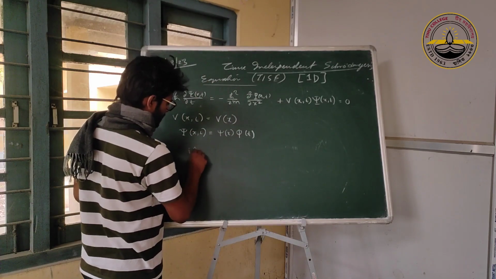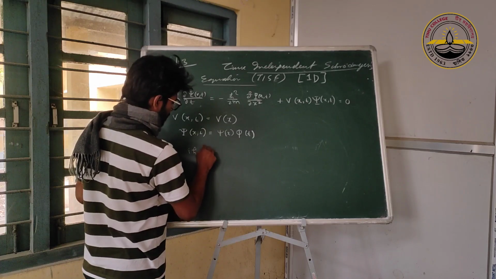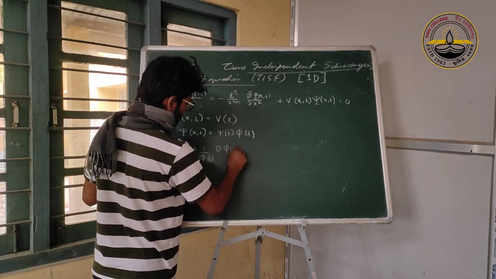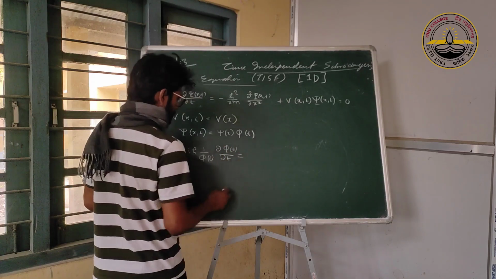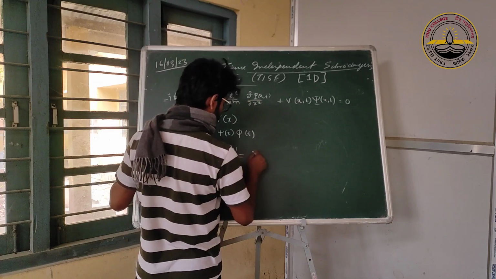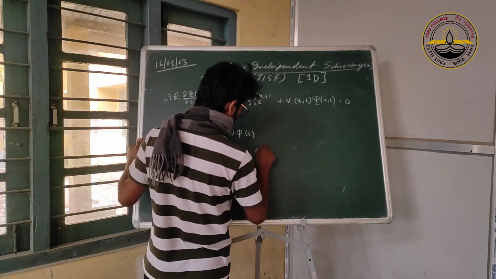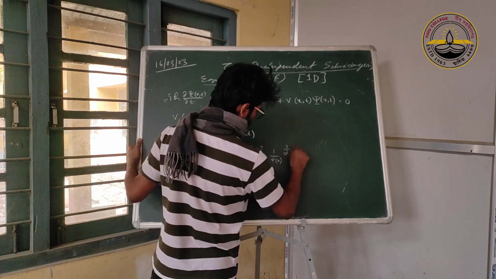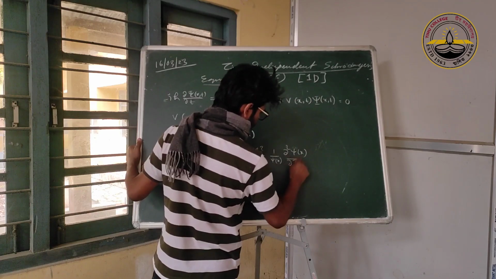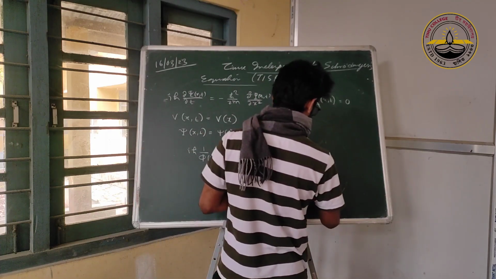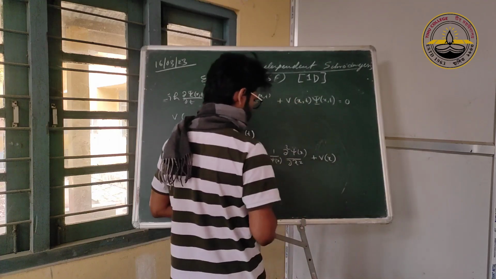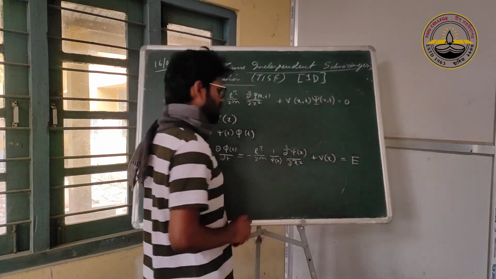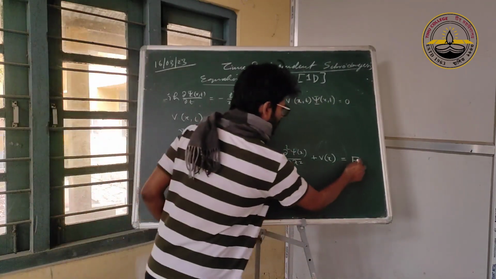In space and time part, and we have seen that if we substitute this, then this equation splits up into two parts. One is h, 1 over phi of t, del phi t, del t, equal to this part, equal to a constant, okay? A constant that we named E.